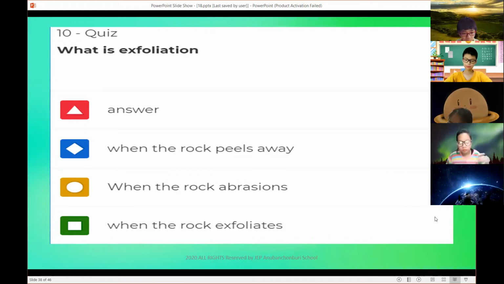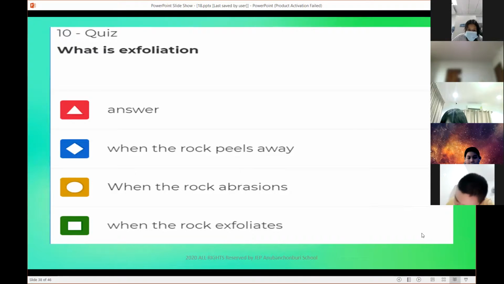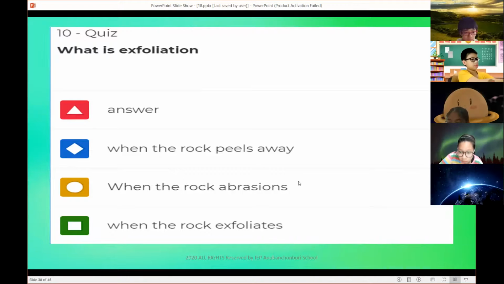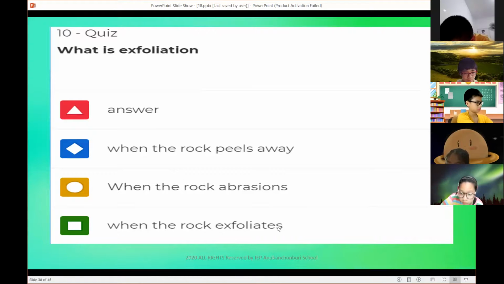What is your answer, Apiwit? If you can hear me, can you tell me your answer, Apiwit? Rectangle. Rectangle or square. Okay. When the rock exfoliates, yeah, because exfoliation, right? Exfoliation. But that is the wrong answer.